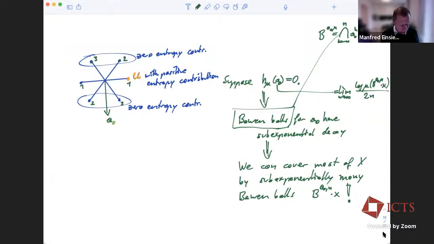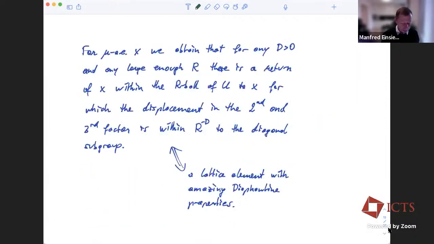Okay. So if I convert this back from exponential to a polynomial statement, then I get this kind of statement here, where I go up to capital R in the unipotent subgroup U, and in the second and third factor, I can return to the Born ball. The Born ball has been shrinking in the second factor and the third factor, away from the diagonal. In the diagonal direction, it may not shrink because the Born ball doesn't do that.